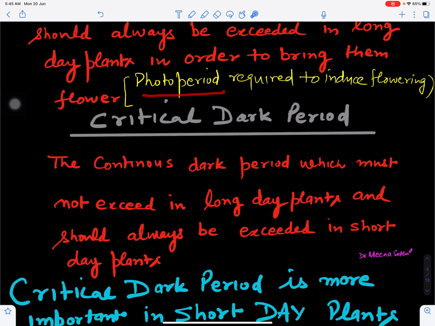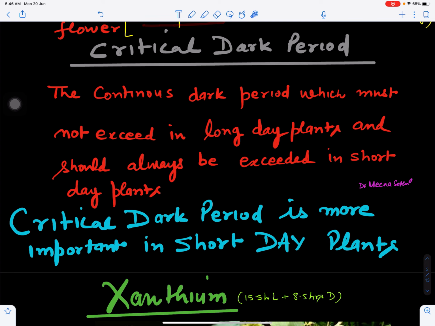The critical dark period is also important in some plants. Suppose we have given 11 hours of light and 13 hours of dark. If during the dark period we expose the plant to light, then if it is a short day plant, flowering will not take place. But if it is a long day plant, flowering will occur.